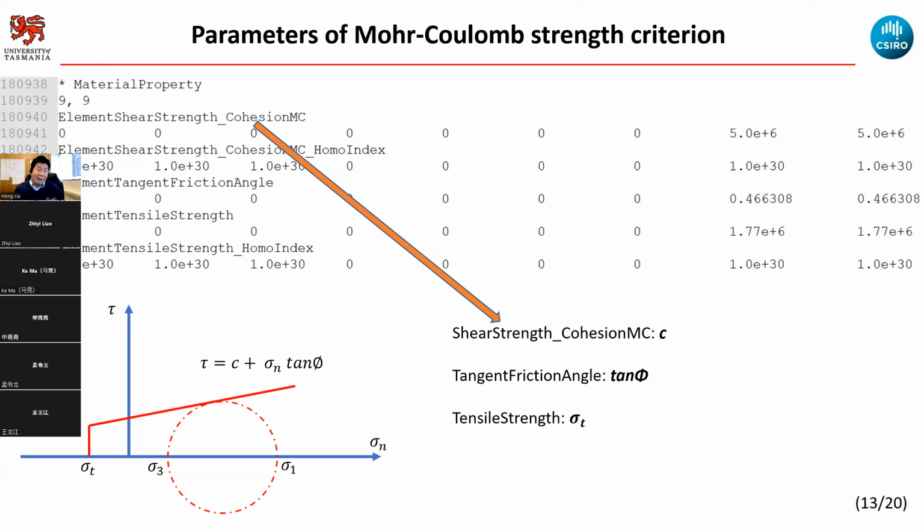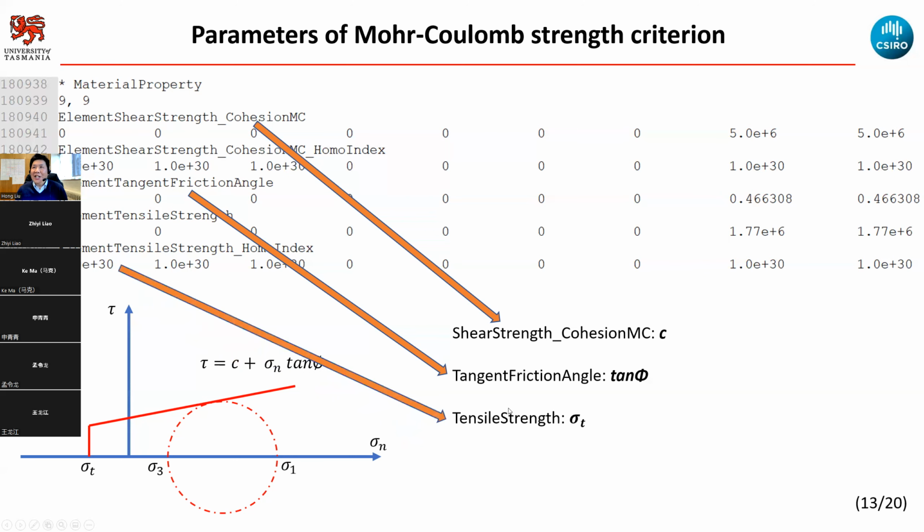Yes, I have another PhD student working on that. Since elastic is not so realistic, we plan to make that elastoplastic. But the failure still follows the cohesive element. Okay, we specify the cohesion, which is 5 megapascal. Then the friction angle is 25 degrees, tangent 25 degrees, which is equal to 0.4, and so on. Then we specify the tension strength.